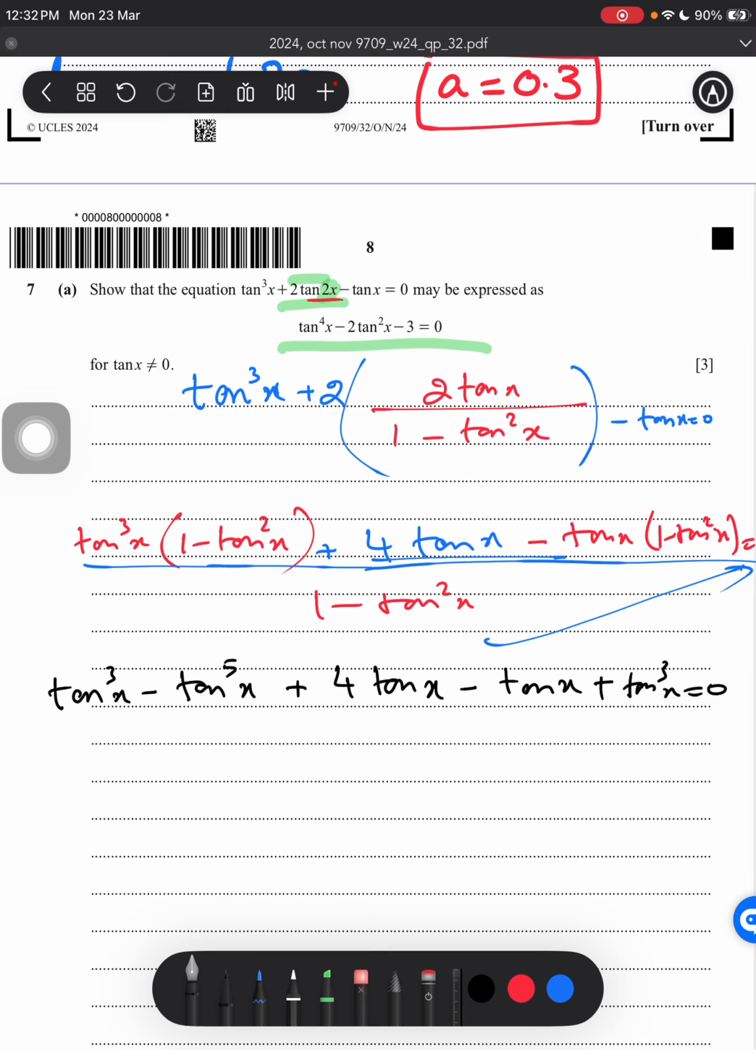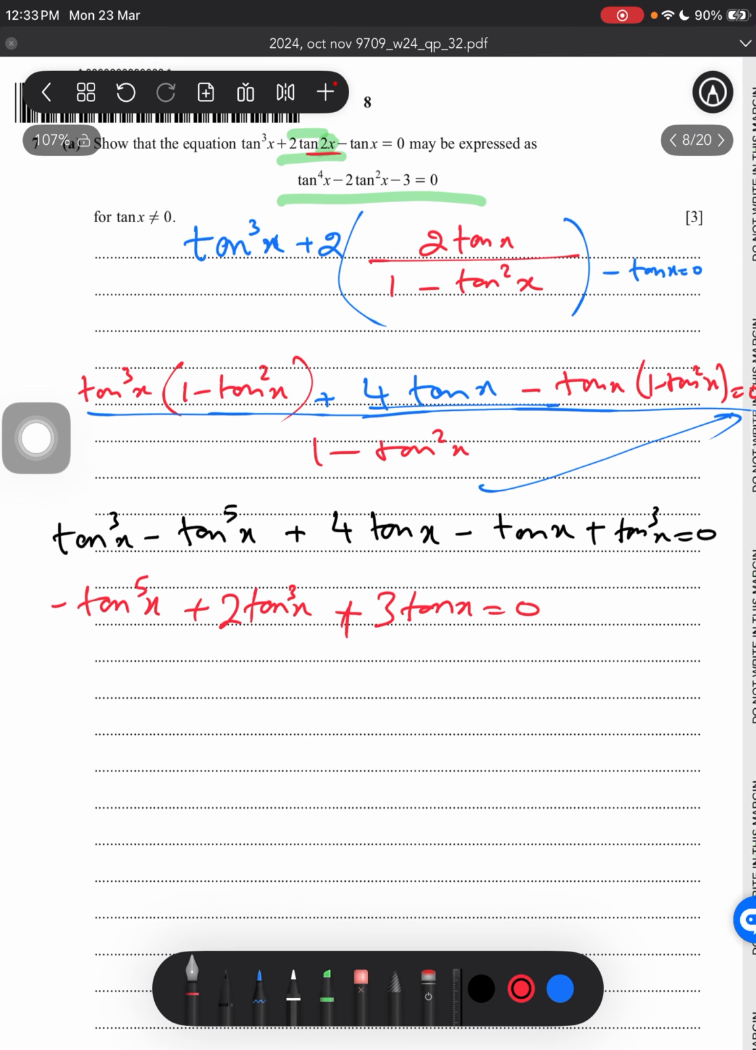Now let's rewrite it. We will write minus tan power 5 first. Then we have this can be cancelled out. No, we cannot cancel. We can add these 2 tan x, so you would have plus 2 tan cube of x. Then you would have 4 minus 1, and you'll be left with 3 tan x equals to 0.